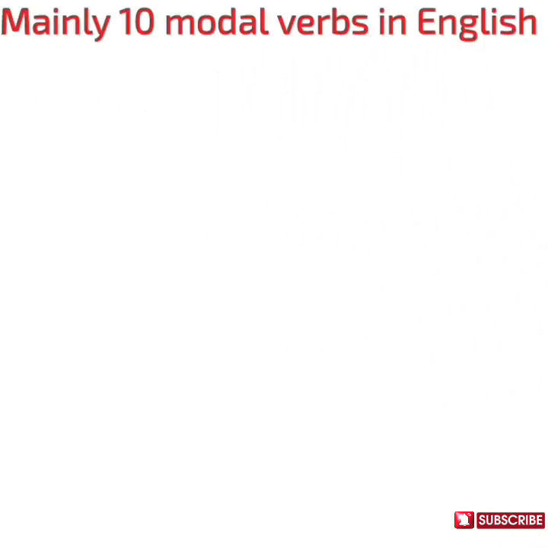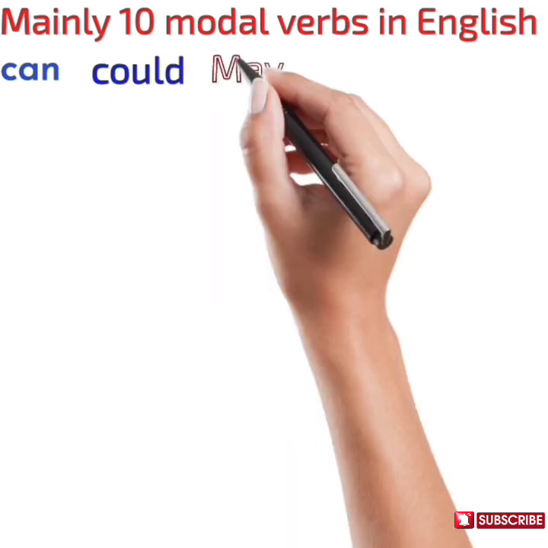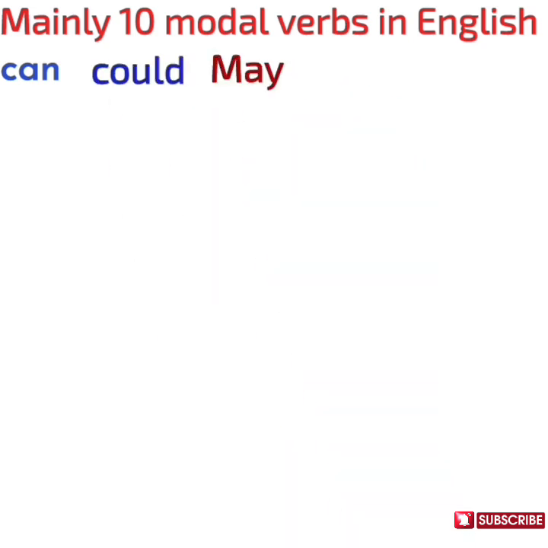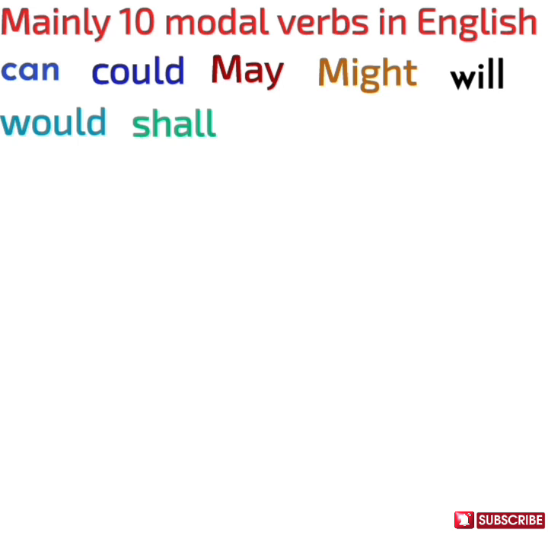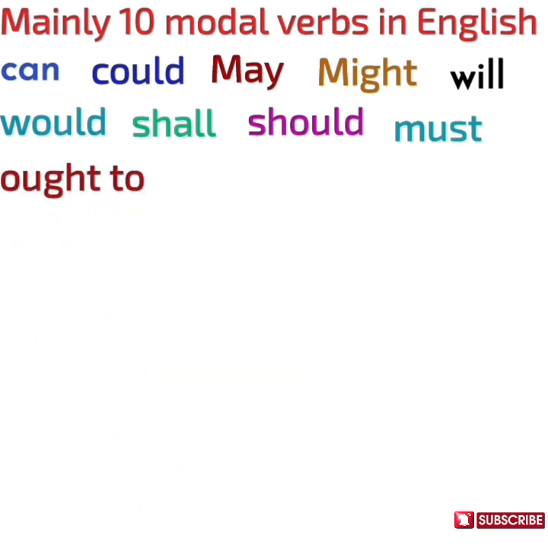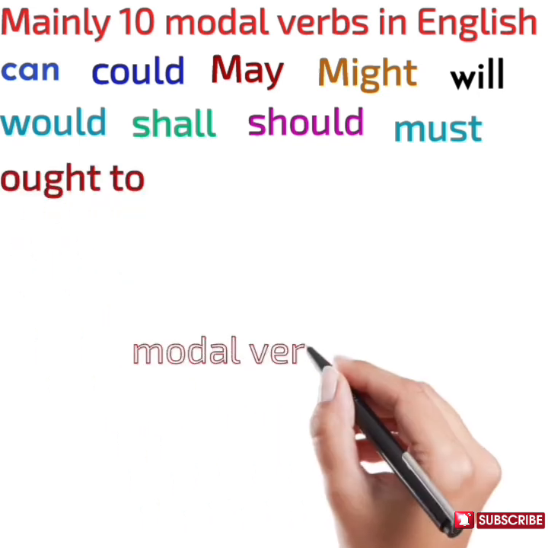And now we are going to talk about how many modal verbs there are in English. So there are a total of 10 modal verbs in English, which are can, could. These are actually the present and the past form. Can is the present form and could is the past form. Can, could, may, might, will, would, shall, should, must, and ought to. So these are the total 10 modal verbs in English.